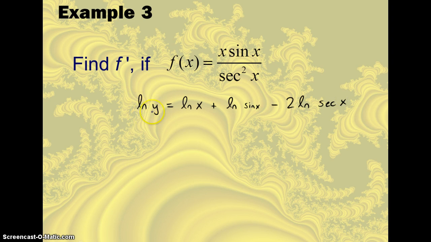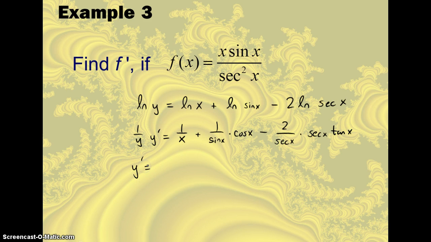Alright, so let's break this down. My derivative of ln y is going to be 1 over y times y prime. My derivative of ln x is just simply 1 over x. My derivative of ln sine x is 1 over sine x, but then I've got to multiply that by the derivative of sine. My derivative of sine is going to be cosine. Minus 2 over secant. My derivative of secant is going to be secant x tan x.